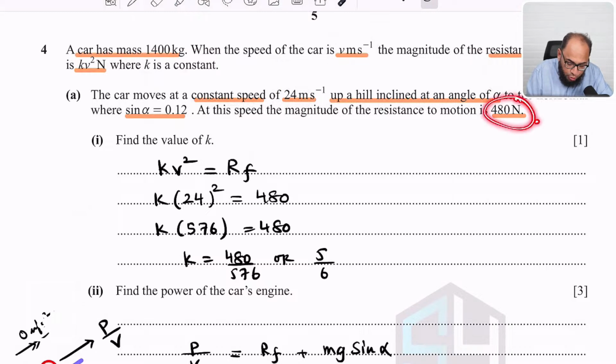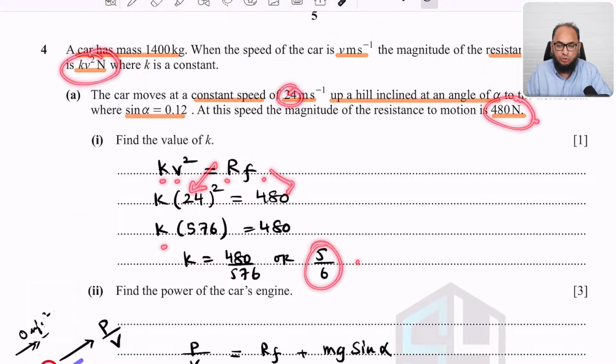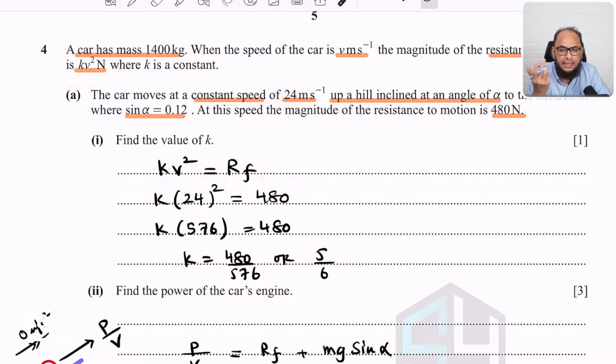So this is the magnitude of resistance. kv square is the resistive force. This is 24. That goes over here. This is 480. Simplify. k comes out to be 5/6. I think that is pretty basic.